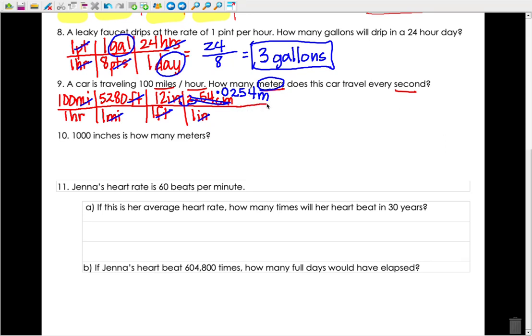This almost finishes me out because I need to now move down to seconds. And to move to seconds, remember I've got hours over here. I need to convert that down. 1 hour is 60 minutes. And 1 minute is 60 seconds.